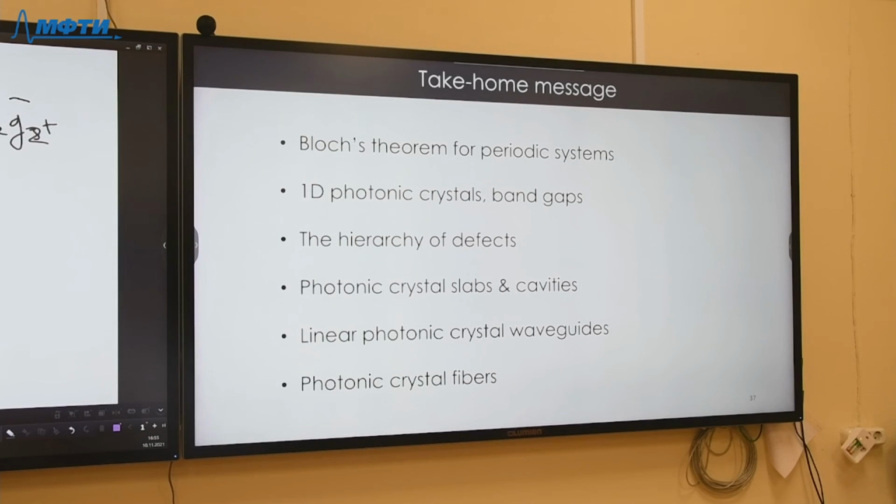So today we learned the basics of photonic crystals. We learned Bloch's theorem, which gives us the foundation for the mathematical description of electromagnetic fields in periodic systems. We looked at various 1D photonic crystals and discovered the emergence of photonic band gaps. Another important concept from today's class is the hierarchy of defects. Then we looked at photonic crystals, photonic crystal slabs, linear photonic waveguides, and finally photonic crystal fibers. That is it. And next time we switch to radiation.